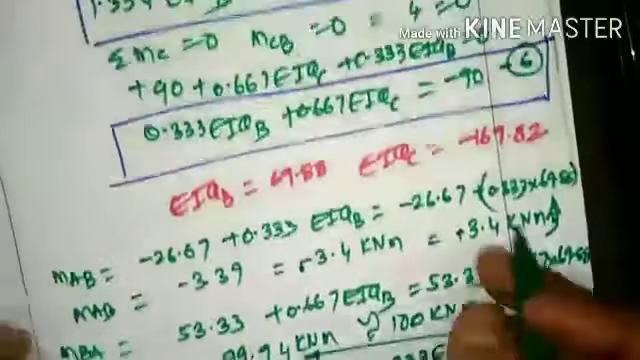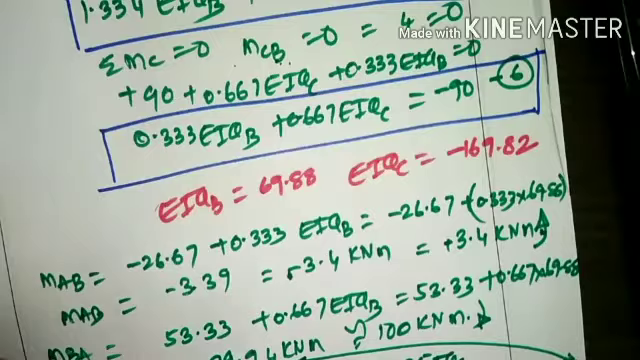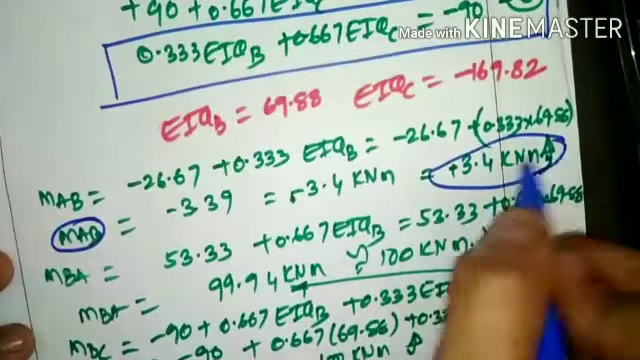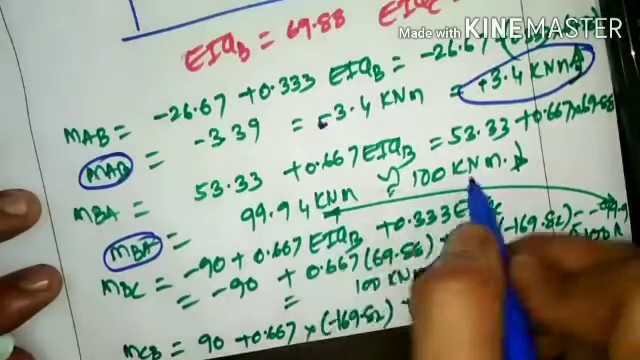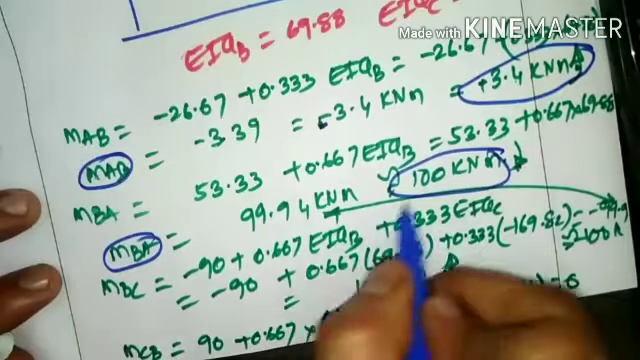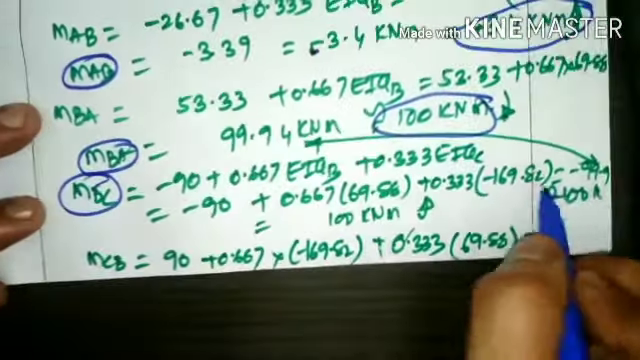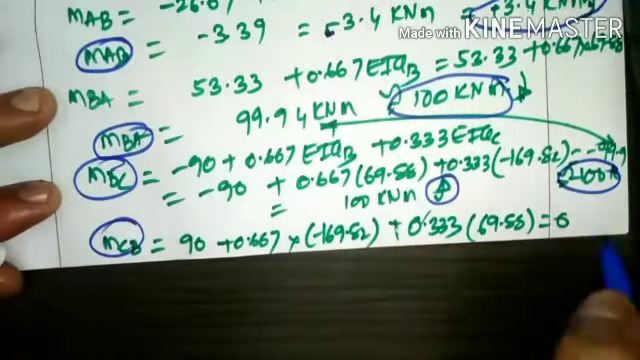So this is the value of the moments that we are going to get. MAB value is 3.4 anti-clockwise. Most important thing: MAB value is 3.4 anti-clockwise. Why anti-clockwise? Because it is minus. MBA value is 100 clockwise because it is positive. MBC value is minus 100, anti-clockwise direction. MCB value is 0. So we shall draw this particular diagram. To draw the diagram, this is the beam.